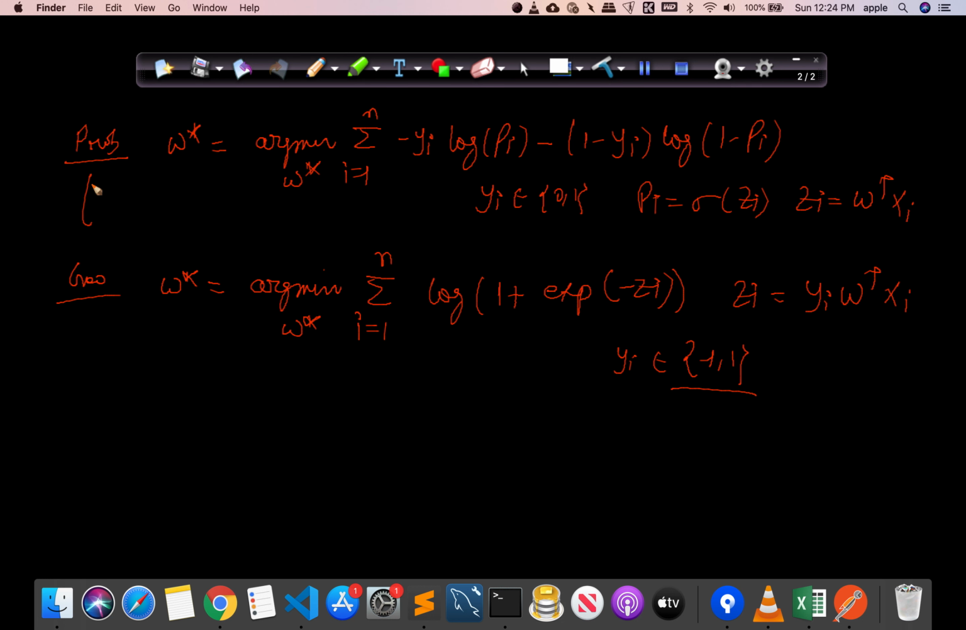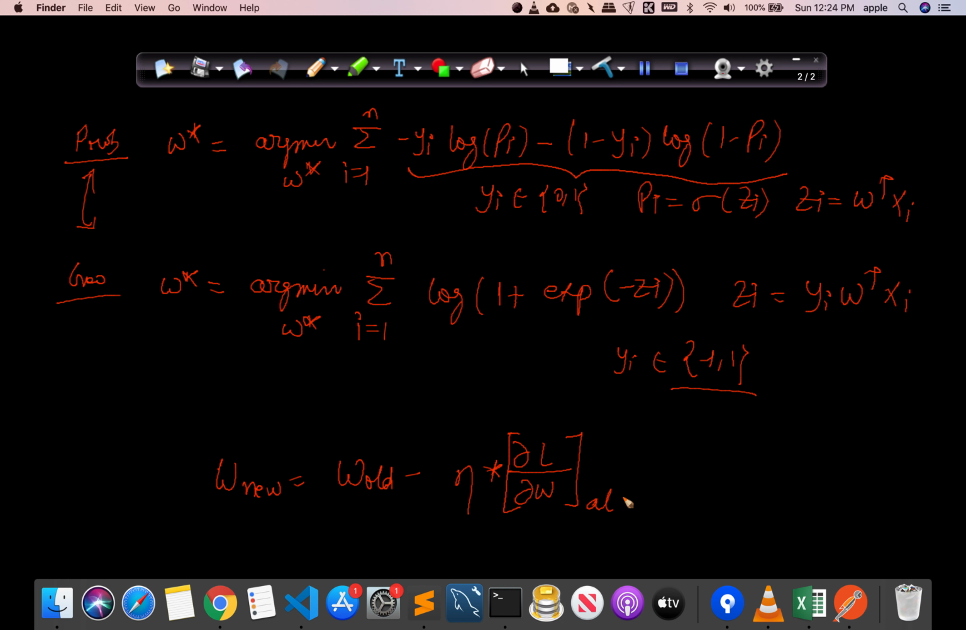And we also have seen that both these are equivalent, and for the coding purpose we were using this loss function. We also derived the equation that will help us to update our w and find the most optimal w, and we were using gradient descent for this purpose. So our equation was w new is equal to w old minus learning rate multiplied by differentiation of loss with respect to the weight vector, and this was at w old.